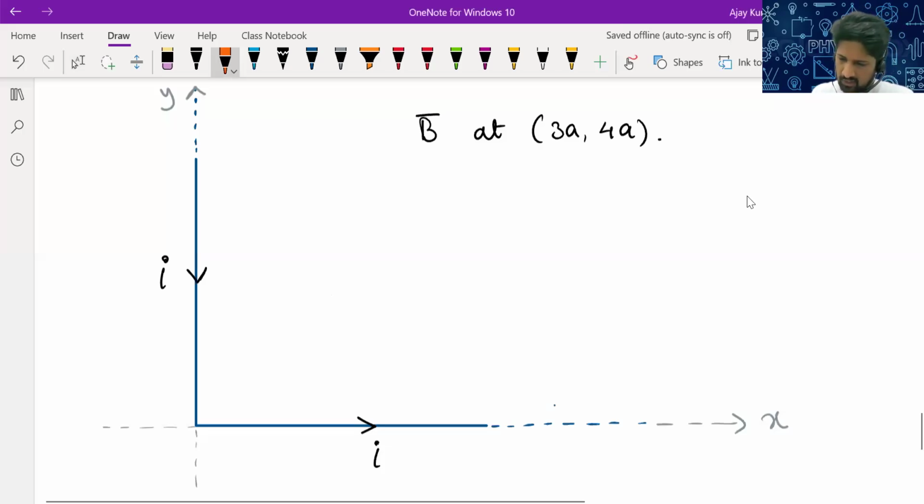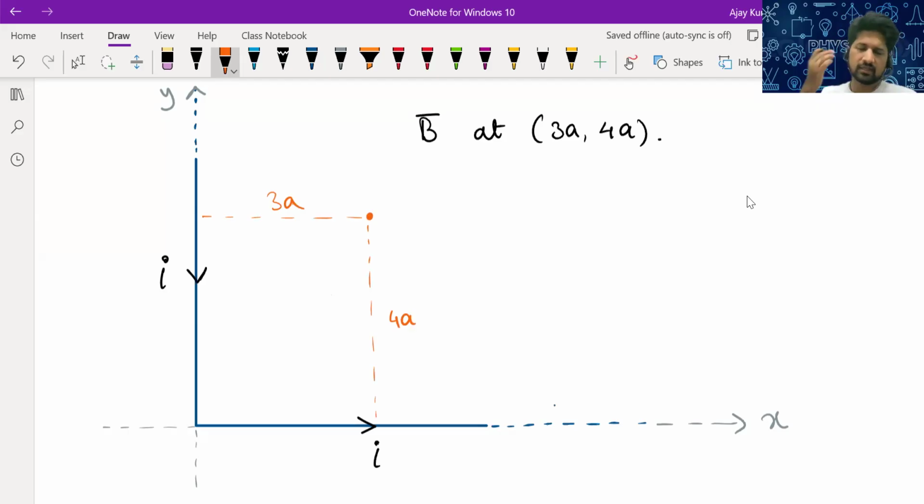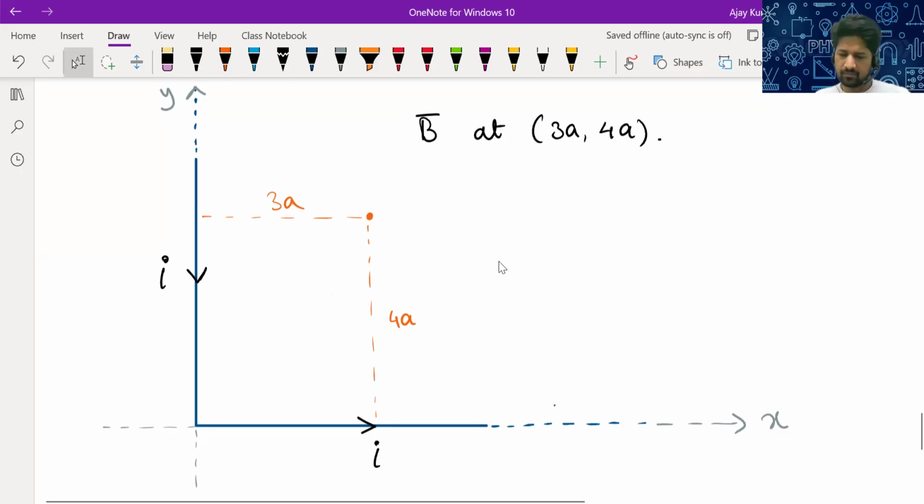Let's see. The point 3a comma 4a could be somewhere here. X coordinate is 3a. Y coordinate 4a. So directly you are given the perpendicular distances from the wires. What else do you need to know? You need to know the angle subtended at the ends of the wires.